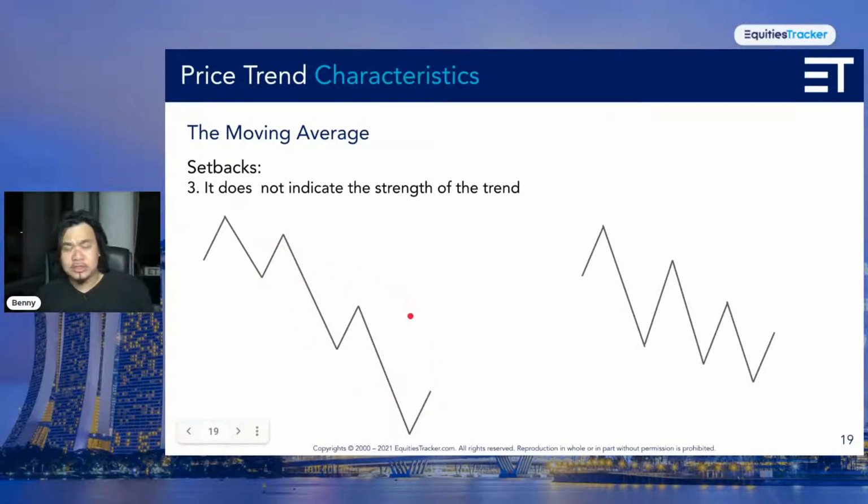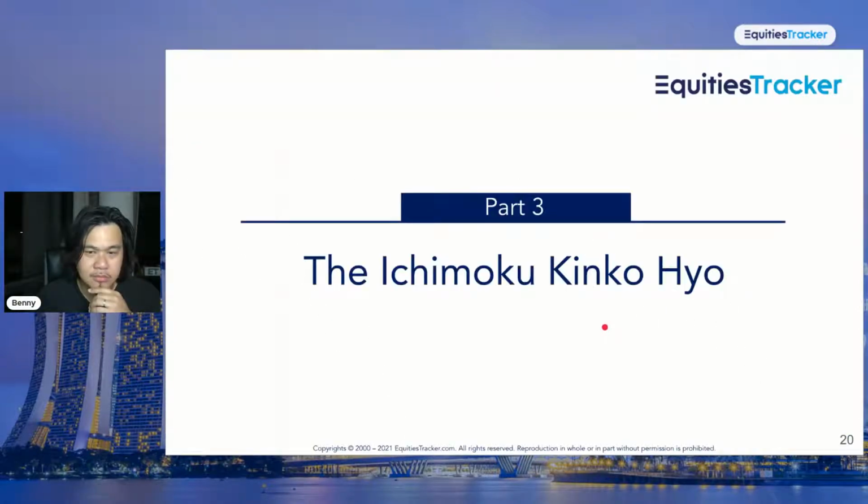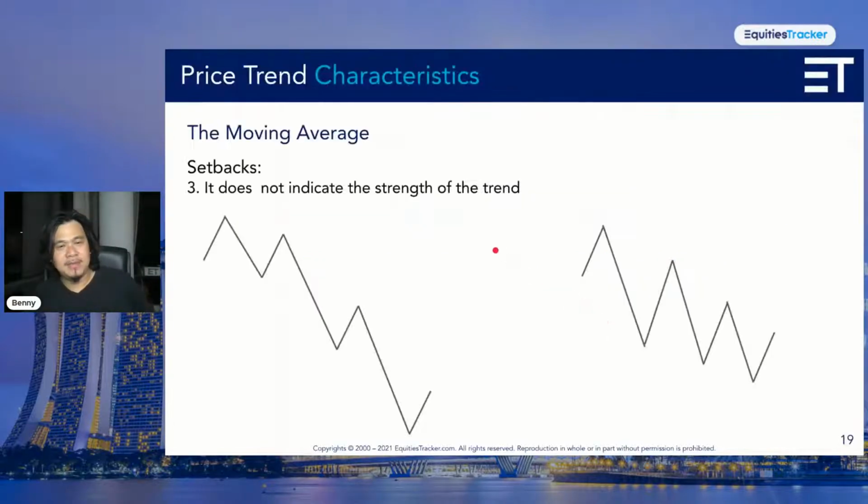So if I use the moving average indicator, then I would not know the strength. Okay, it is important to know the strength because, like I mentioned to you earlier, if it's a strong trend, then the trend is likely going to continue. If it's a weak trend, then I do not expect the trend to continue. Okay, so that's a setback, right?